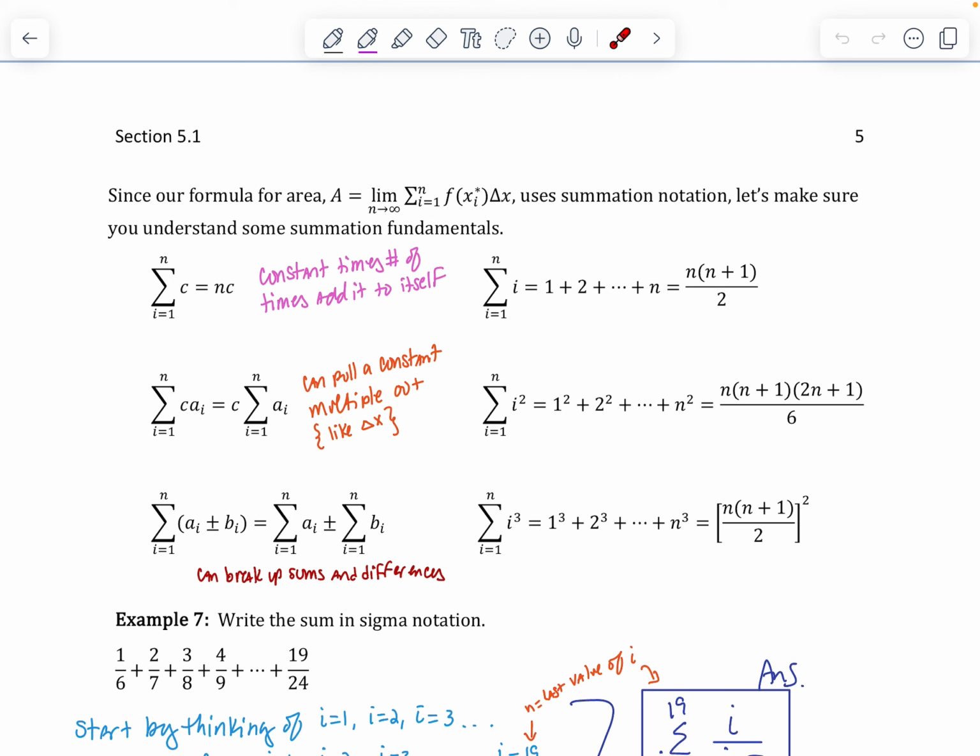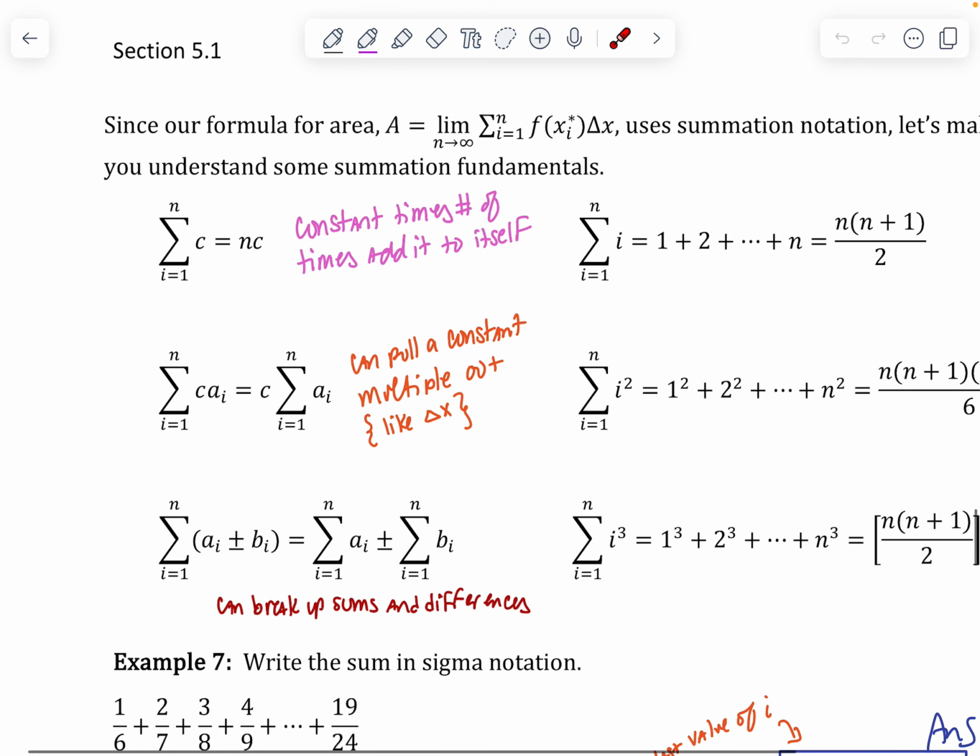Section 5.1, page 5, the final page. We talked about the formula for the area under a curve, and we gave you the exact area being the limit of the summation of all the rectangles. This used that summation notation, but let's talk about summation notation just to better understand some of the fundamentals.